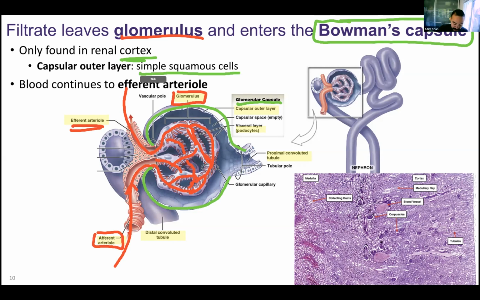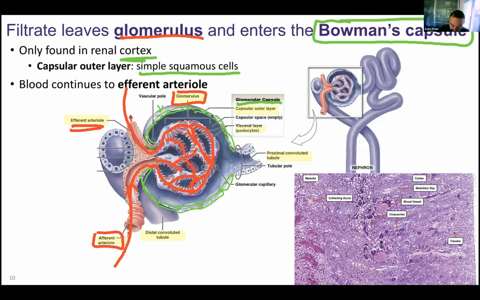Let me erase my tracing here so you can see it. See these cells here? Simple squamous, simple squamous, simple squamous. Thin, flat cells. These thin, flat cells themselves are not the ones doing the filtering. They're catching the filtrate. So whenever you have a lining, like we saw this with the endocardium of the heart, whenever you have a lining like this or blood vessels, you have simple squamous. So simple squamous epithelium for the Bowman's capsule.